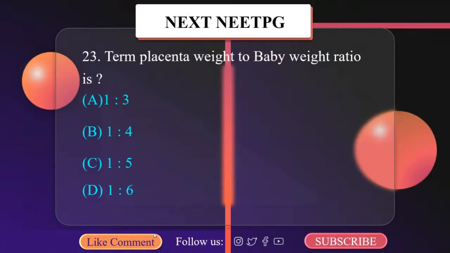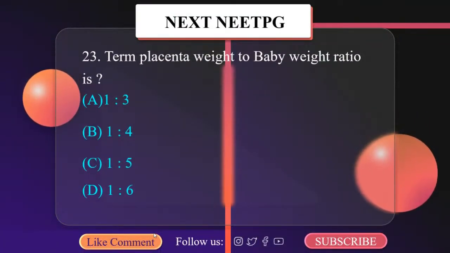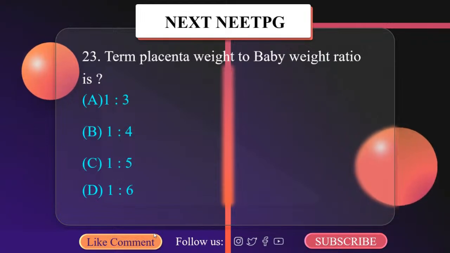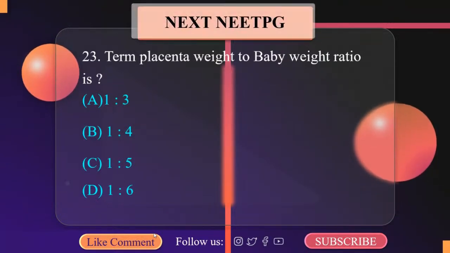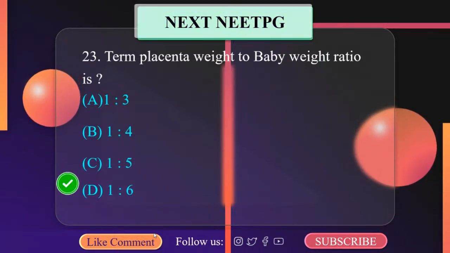Term placenta weight to baby weight ratio is A. 1:3, B. 1:4, C. 1:5, D. 1:6. Well, it is 1:6.